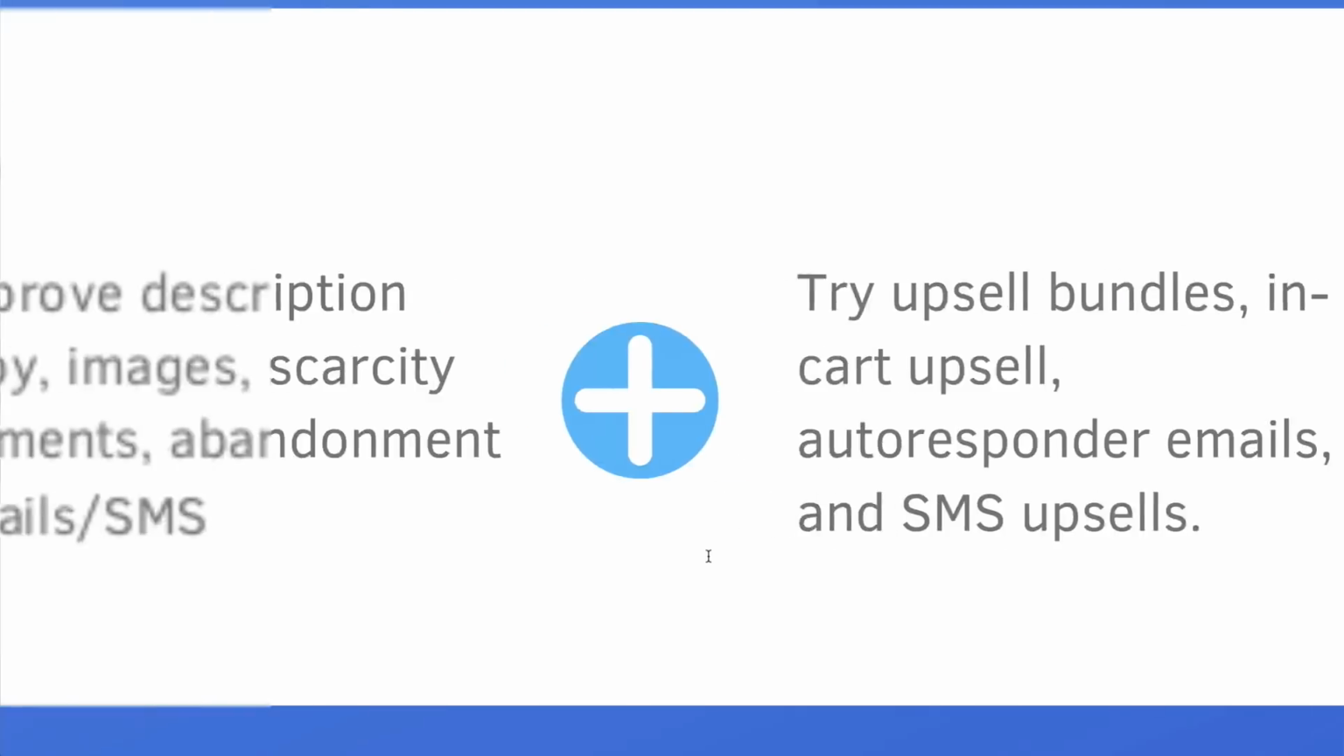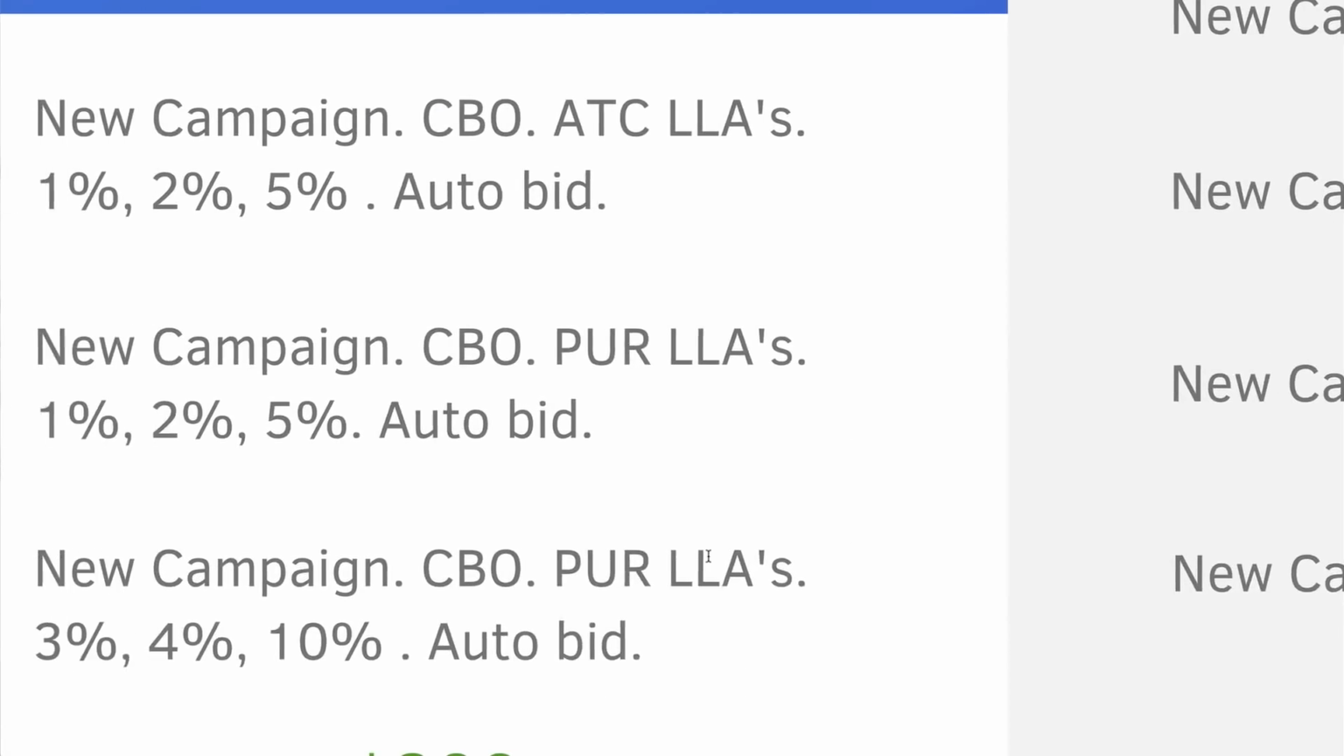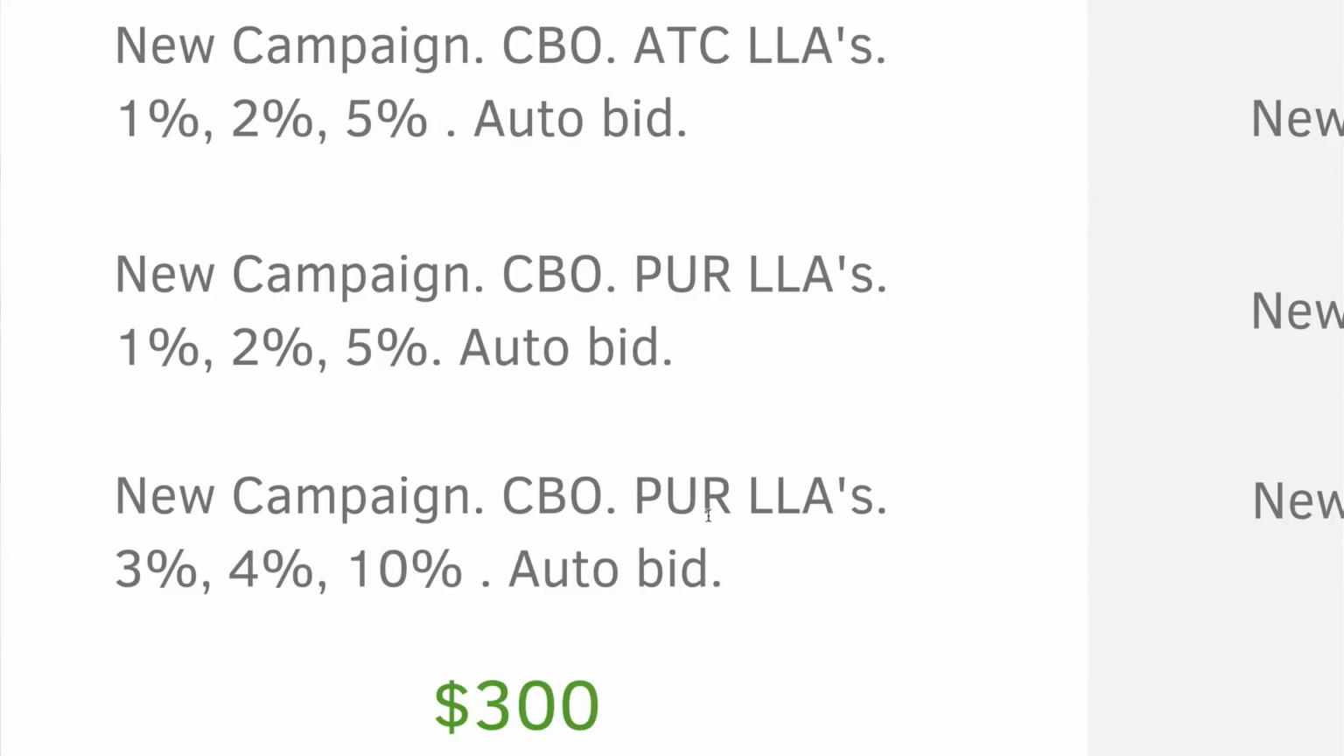So next we move on to phase number 4, where we actually start scaling, and now we can actually scale with confidence. So the first thing you have to do is, of course, create your lookalikes. So you're going to create a new campaign, which is going to be a CBO campaign. Add to cart lookalikes 1, 2, and 5% again with auto bid. Another new campaign, CBO with purchase LLAs, because by now, because you've done the optimization process, your ads have been running for a few days.